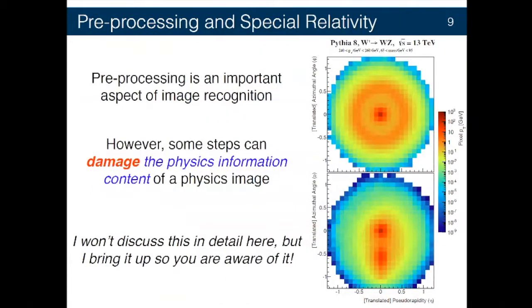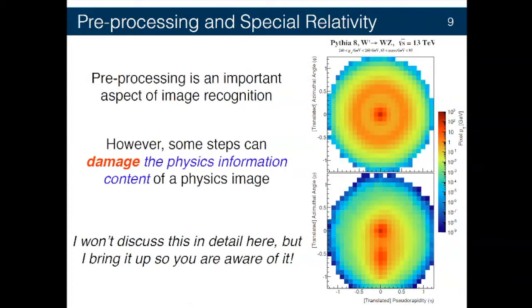Now, the first topic, which is related to machine learning and deep learning in particular, is about preprocessing. Preprocessing is a very standard step applied in most machine learning algorithms, and it's no different here. These images have some natural symmetries, and you might feel compelled to remove some of them.